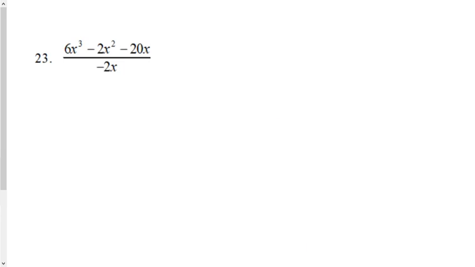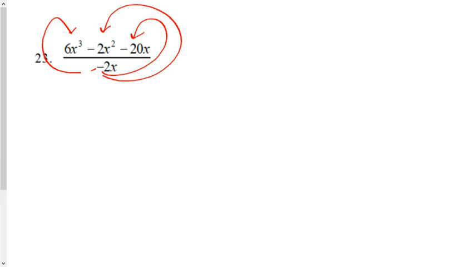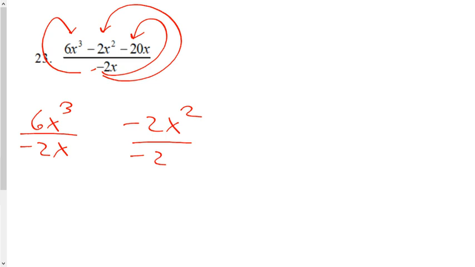Question 23 is the division of a trinomial by a monomial. And Andrew, you know that when you divide, each term of the trinomial or polynomial must be divided by the monomial. So 6x cubed will be divided by negative 2x. Negative 2x squared will be divided by negative 2x. And negative 20x will be divided by negative 2x.